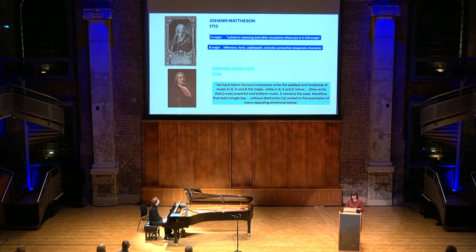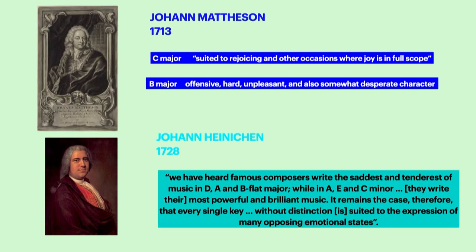A few years later, another German, Johann Heinichen, says, "We have heard famous composers write the saddest and tenderest of music in D, A, and B flat major, while in A, E, and C minor, they write the most powerful and brilliant music. It remains the case, therefore, that every single key, without distinction, is suited to the expression of many opposing emotional states." So he says, actually, no, there is no such thing as major joyful and minor sad. But because he says that, and specifically chooses the major keys to say that you can write the saddest music in them, and the opposite.